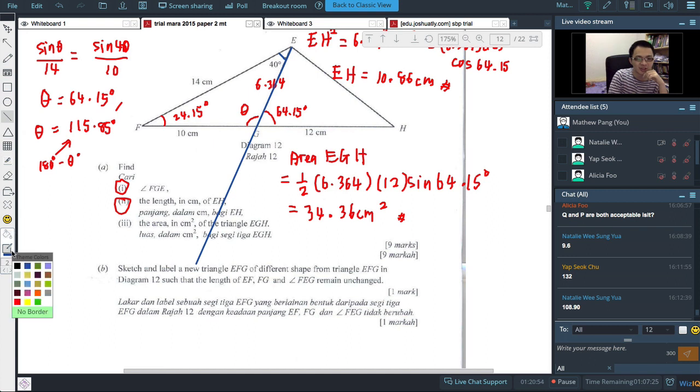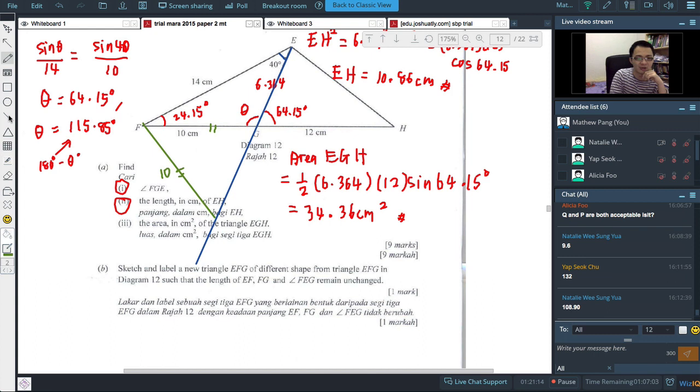Okay, then I change to green color maybe. The length of this one has to remain unchanged, so I will draw an isosceles here. That means if this is 10 centimeter, here will need to be 10. This one should be a new triangle, and should look like this.